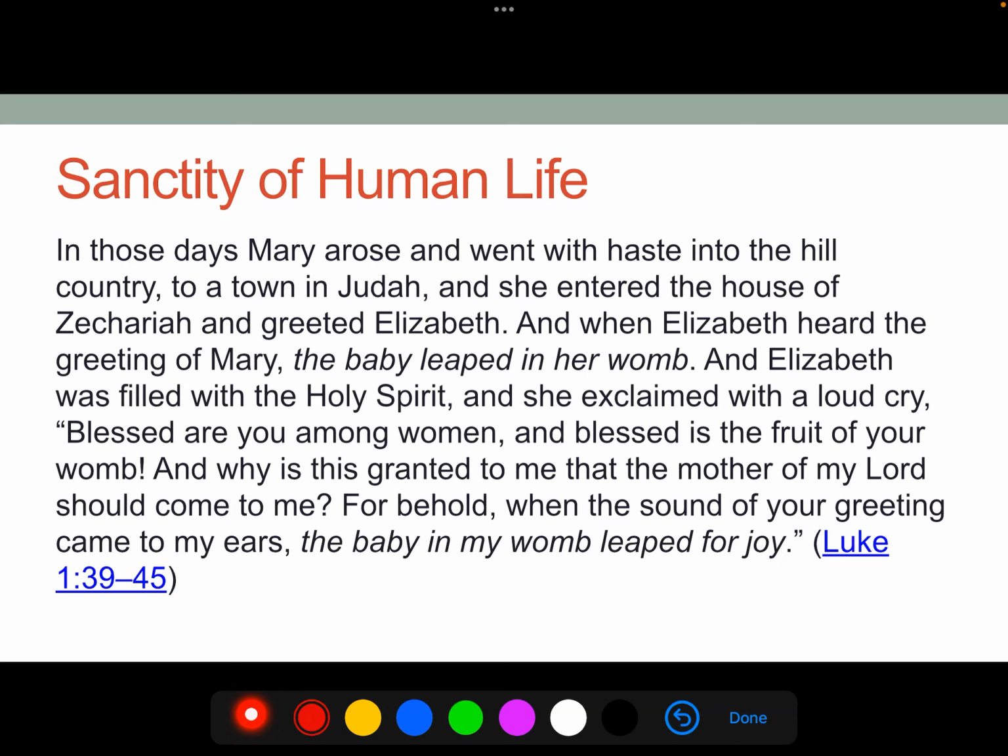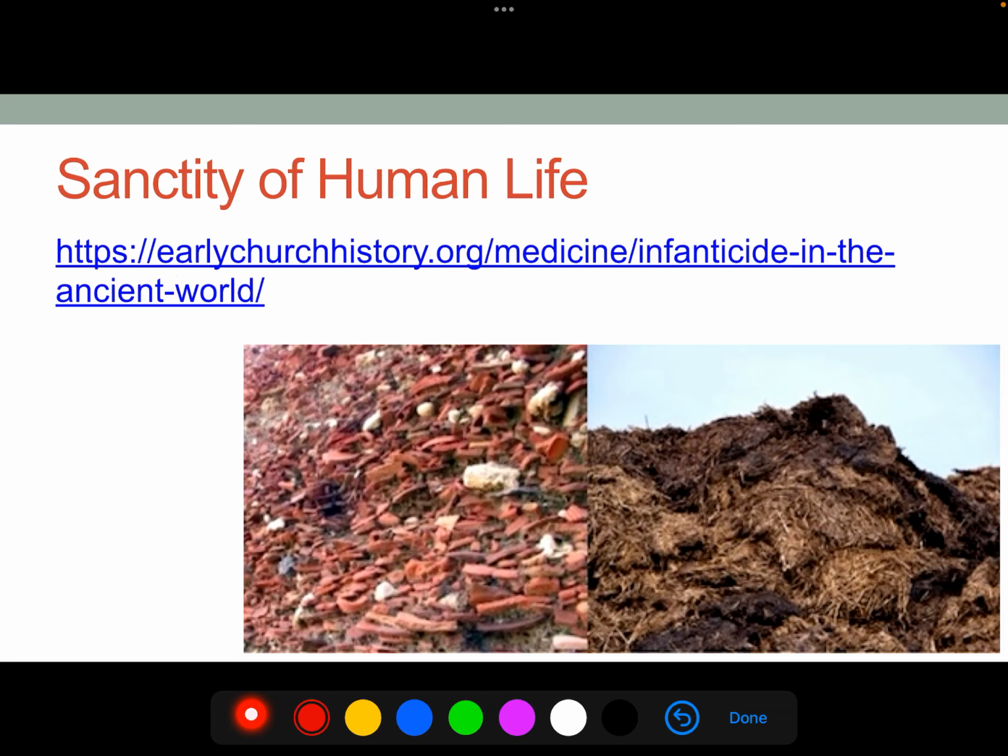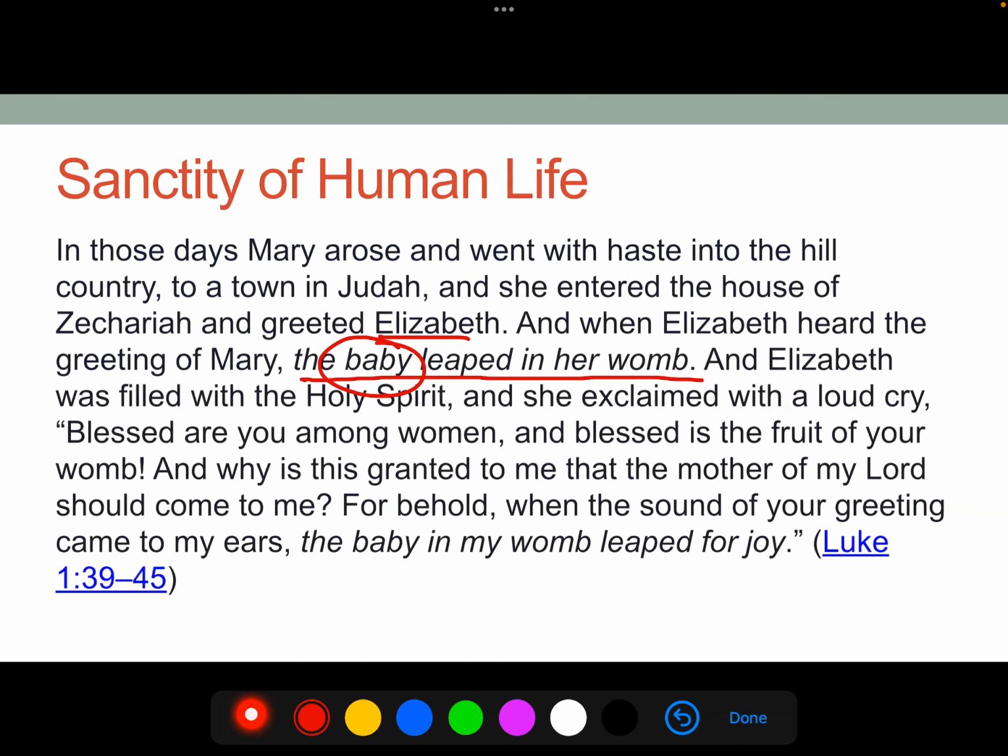Here's a great passage that talks about the sanctity of human life. "In those days, Mary arose and went with haste" - we're about to come into Christmas time, right? "Into the hill country, to a town in Judah. And she entered the house of Zachariah and greeted Elizabeth. Now, Elizabeth heard the greeting of Mary. The baby leaped in her womb." Notice that term, baby, leaped in her womb. John the Baptist is being formed by Elizabeth's body through God's direction.